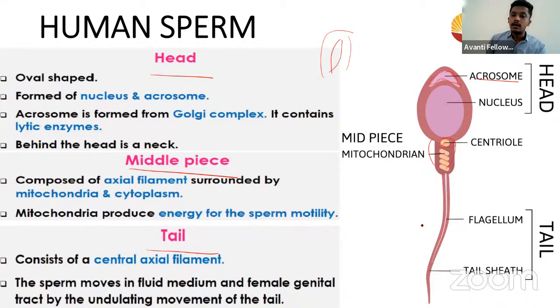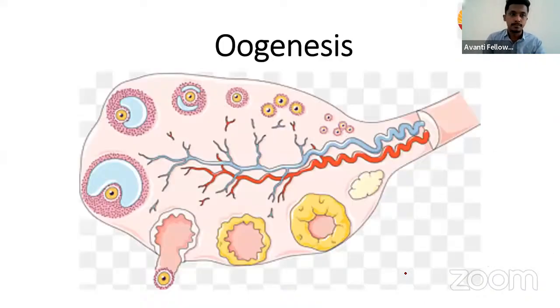Now, the tail is similar to that of a flagellum. It contains an axial filament, like the arrangement of microtubules, and the entire sperm is covered by the plasma membrane. The motility of the sperms, or the beating of the sperms, helps in movement from the vagina to the fallopian tube of the female reproductive system for fertilization.